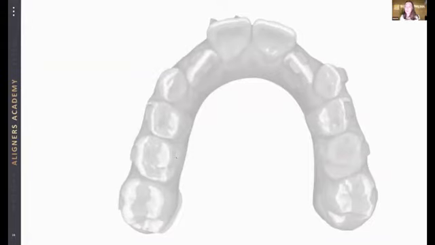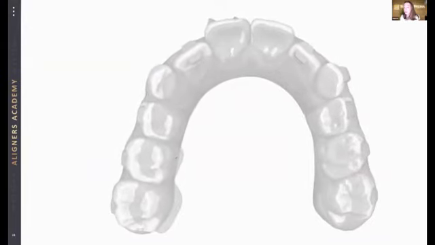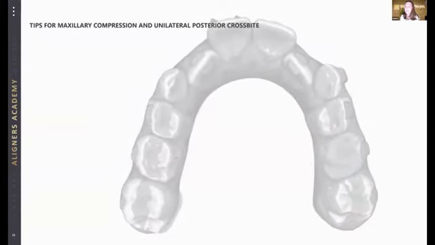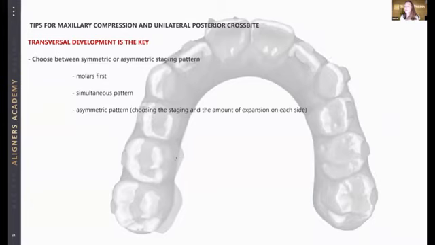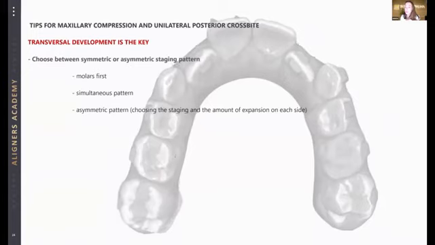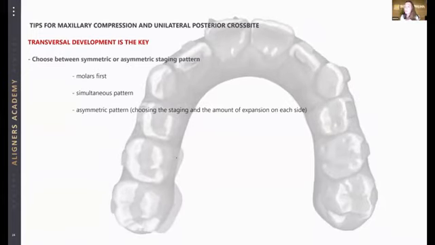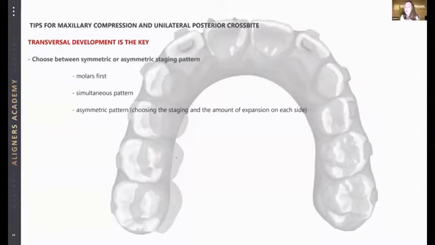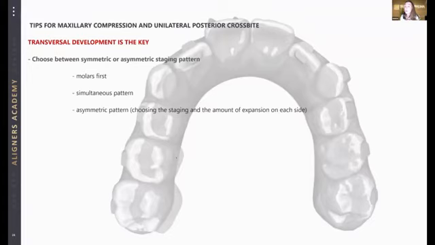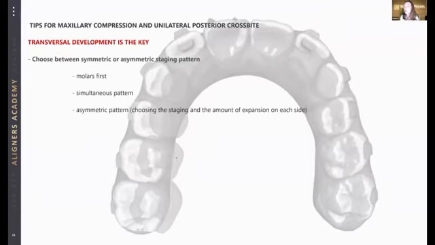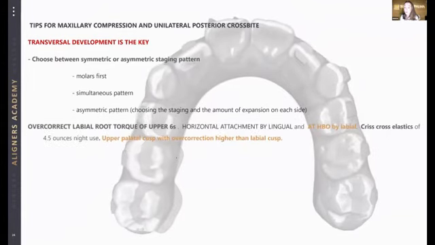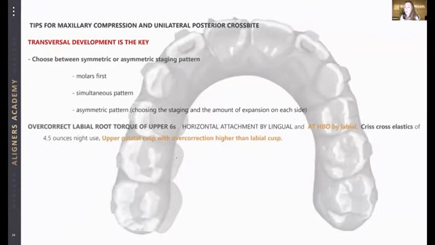So just for you to remember, every time that you have a growing patient and you have to make a transversal compensation in the case, please decide carefully at the beginning what type of expansion is going to be more adequate for your case. You are going to use the simultaneous expansion pattern, or the asymmetric pattern with differential anchorage, which, in my opinion, is going to be the best one that you can use when you have a patient with unilateral mastication.